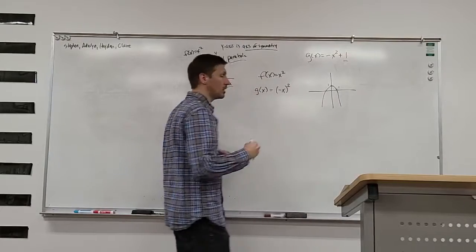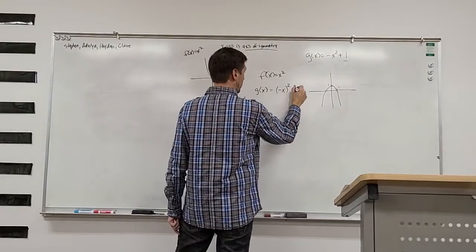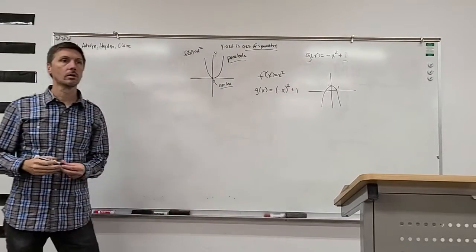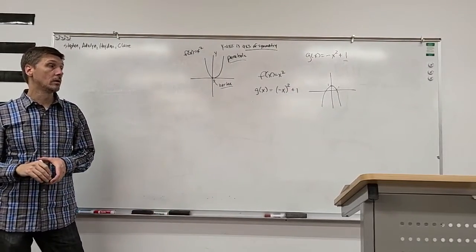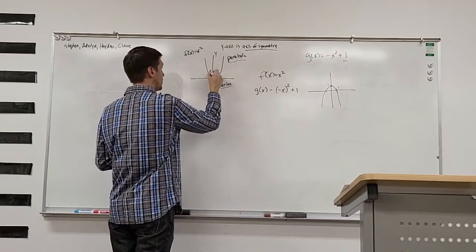And then if I told you I wanted to flip it across the y-axis and move up 1, then you would do the same thing here. And then what would that look like? So that would look like this, except it would just be up here.